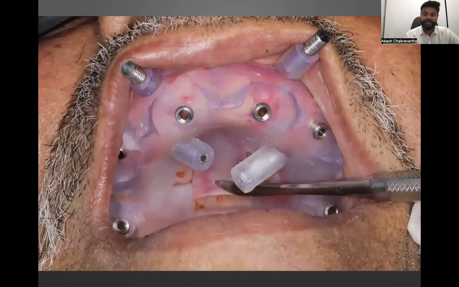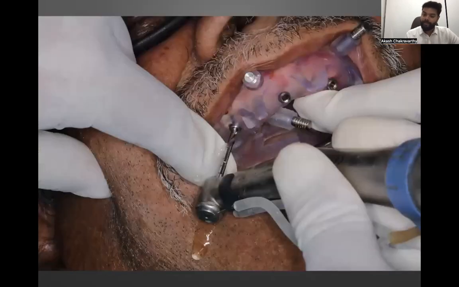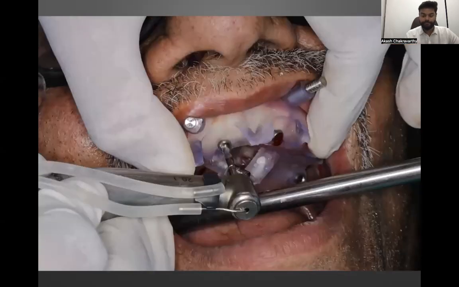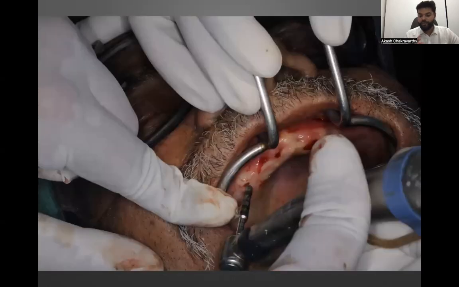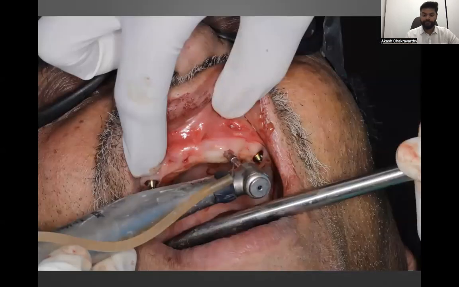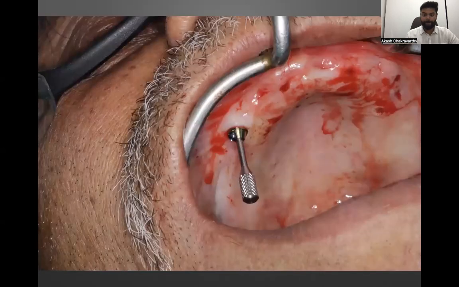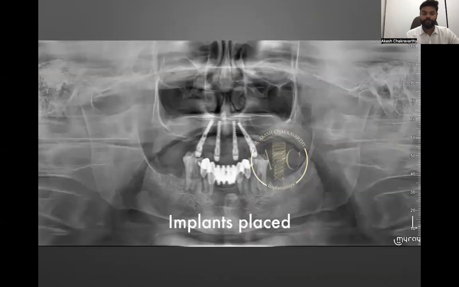After we secured the guide like this, this is a pilot drill hole. That means only the pilot drill is being done here. After the 2 mm drill is done, I use an osteodensification burr and just widen the osteotomy. After that, I place my implants, and that is my multi-unit abutment placed. And this is all the 4 implants placed.